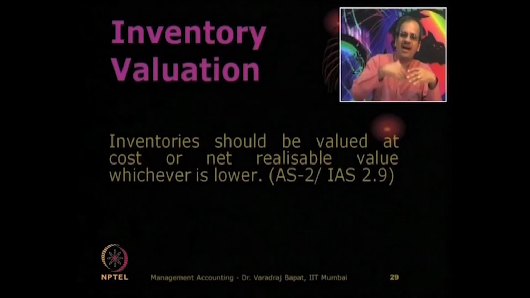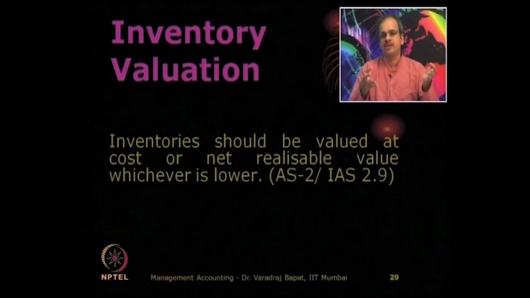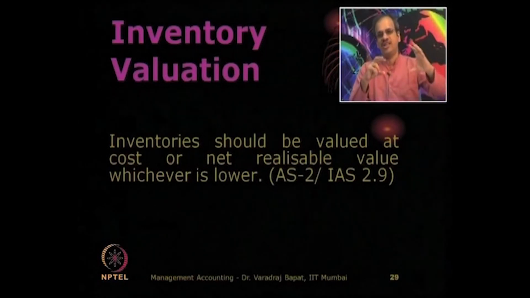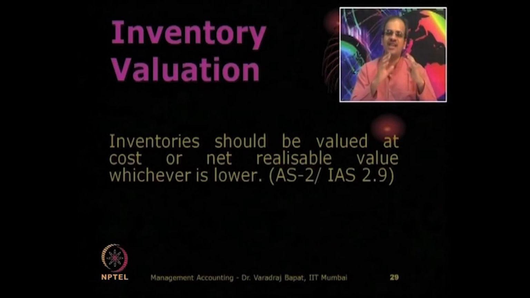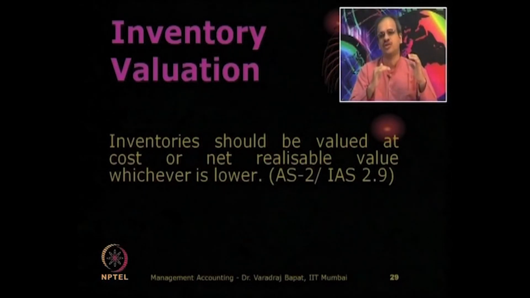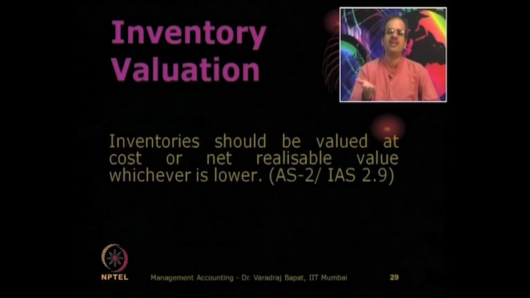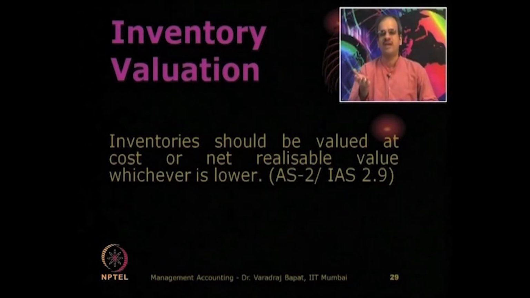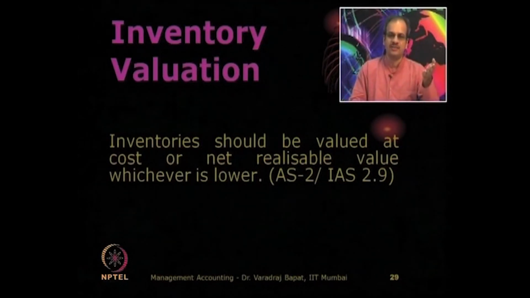Unfortunately, the market value of that item is only 13,000. Now, should I value the inventory at 14,500 or at 13,000? The answer is I should value it only at 13,000 because I am going to sell it only at 13,000. That is why I cannot show it at 14,500, though I might have incurred the cost.